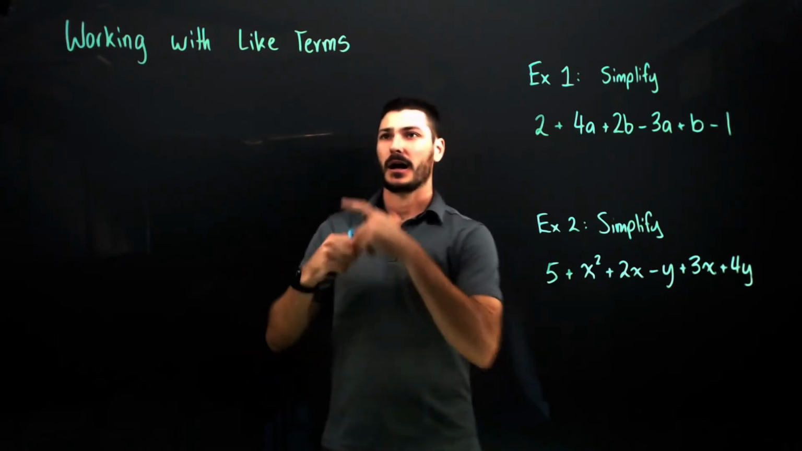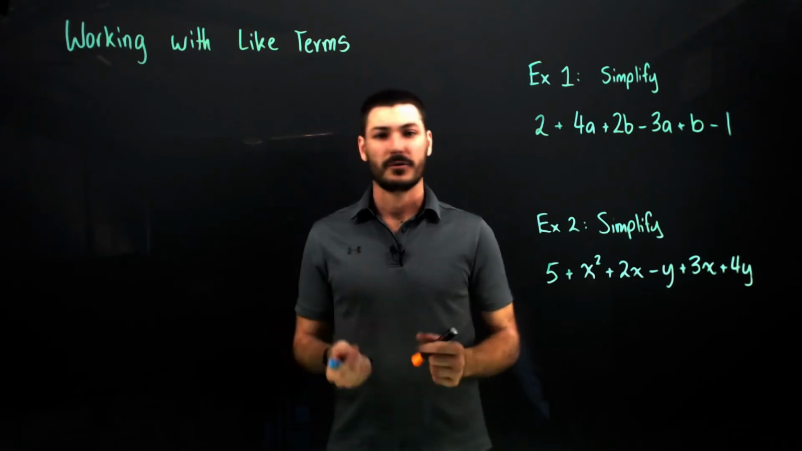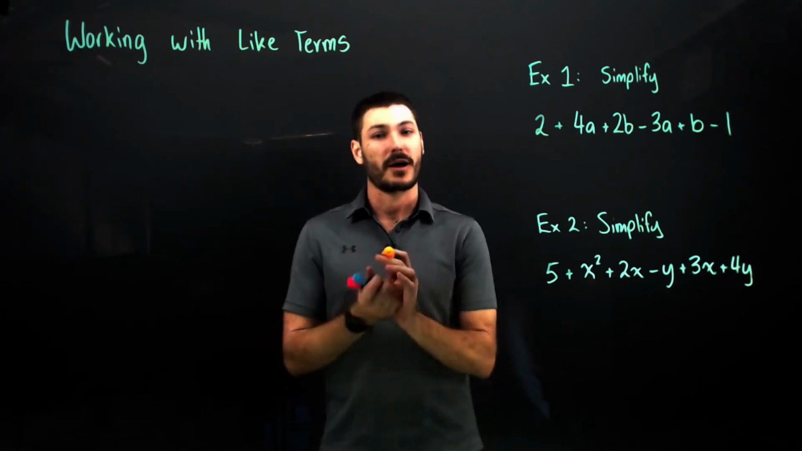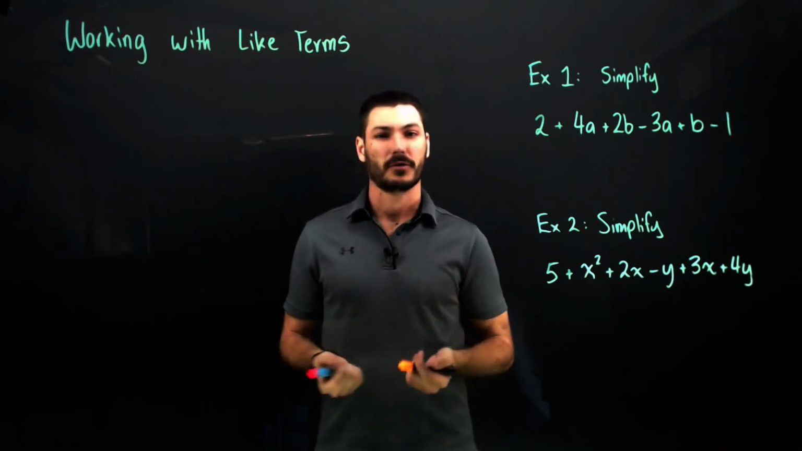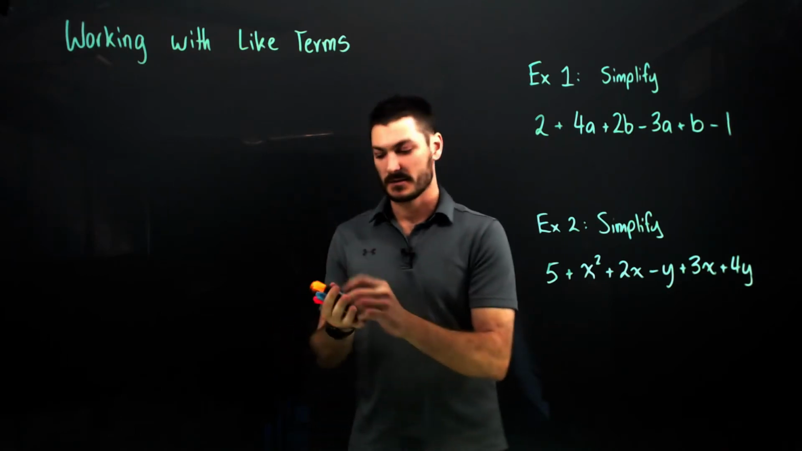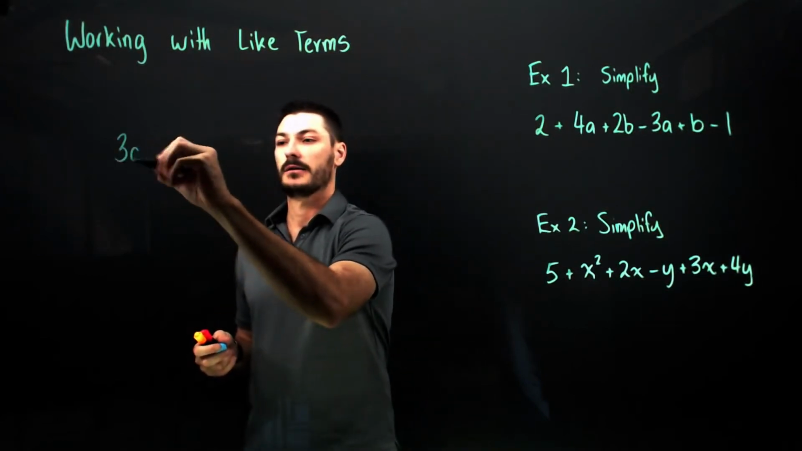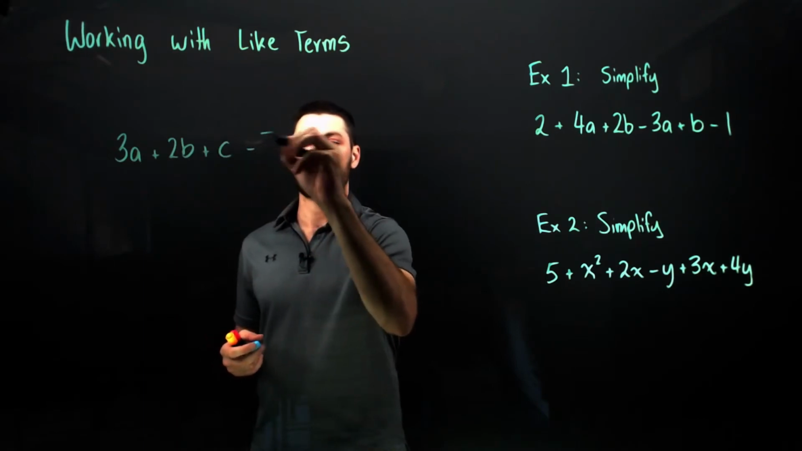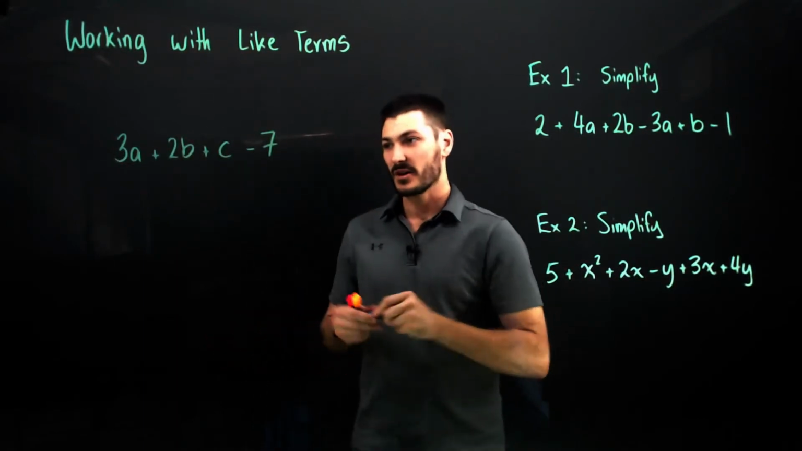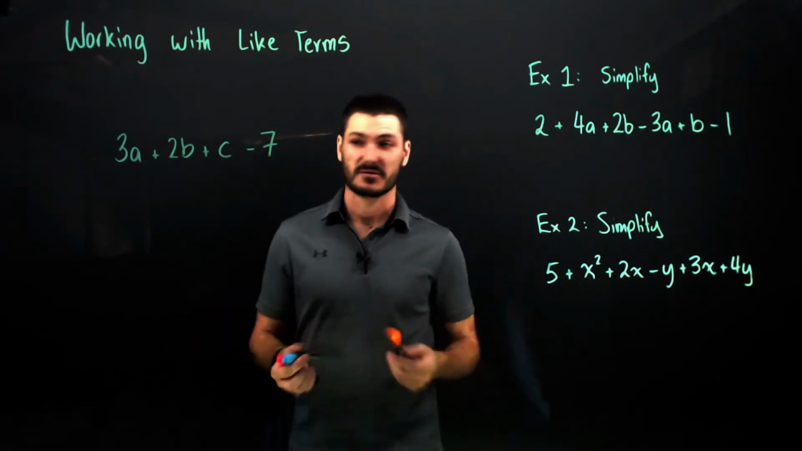So a term, first of all, is either a number or a pronumeral that is separated from other terms by arithmetic, so pluses, minus, divide, multiplies. I'm going to write an expression over here. We might have something like 3a plus 2b plus c minus 7. Okay, that's an expression. It doesn't equal anything. There's no equal sign there, so it's just an expression.